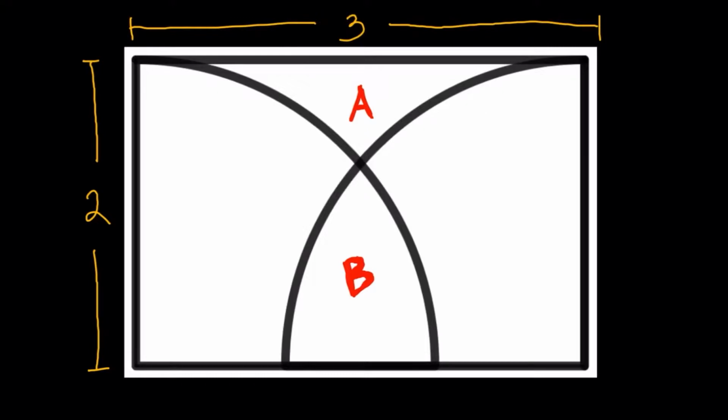Here we have a 2x3 rectangle and two quarter circles inscribed in the rectangle as shown in the figure. The top portion here is region A. The bottom portion here is region B. Which of these two regions has a bigger area?